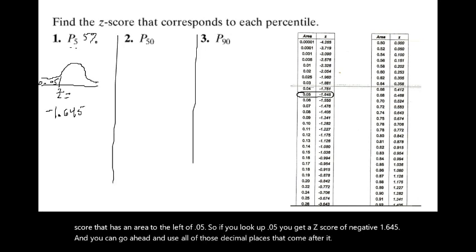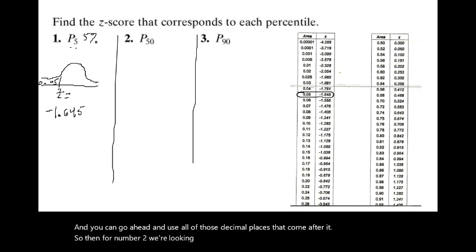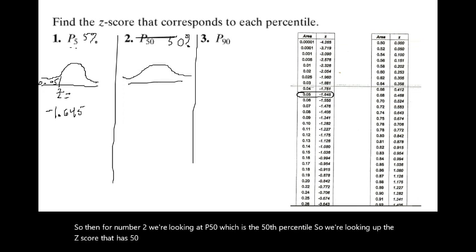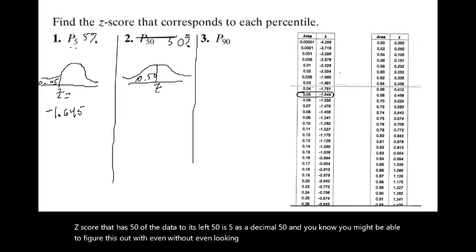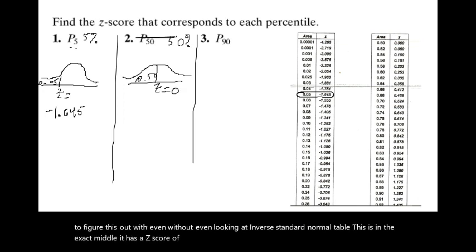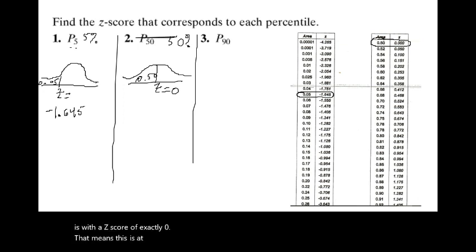So then for number 2, we're looking at P50, which is the 50th percentile. So we're looking up the z-score that has 50% of the data to its left. 50% is 0.5 as a decimal, or 0.50. And you might be able to figure this out without even looking at the inverse standard normal table. This is in the exact middle. It has a z-score of 0. And if you do look up the area to the left of 0.50, there it is with a z-score of exactly 0. That means this is at the mean. So the 50th percentile is also known as the mean.